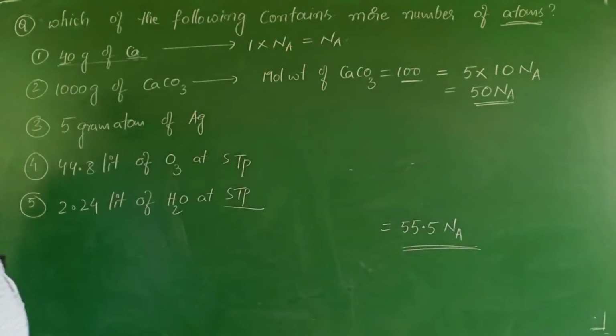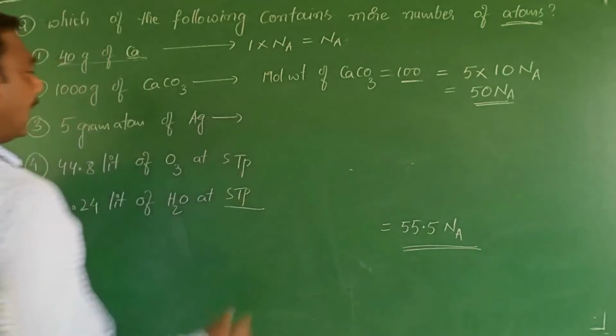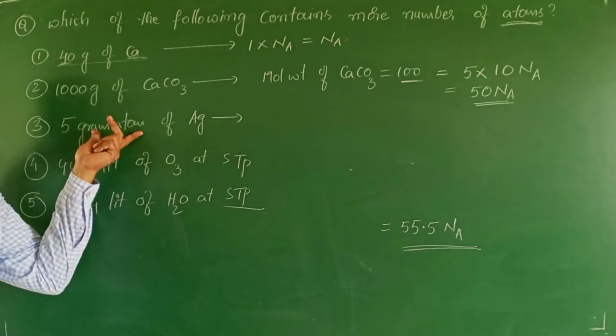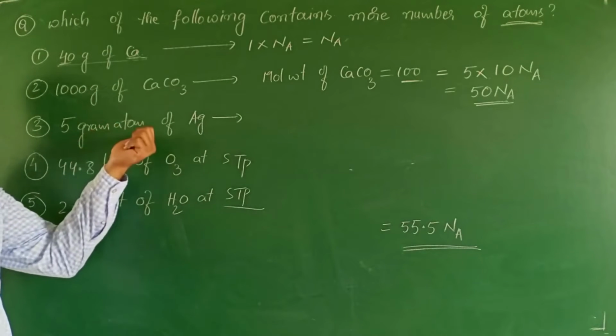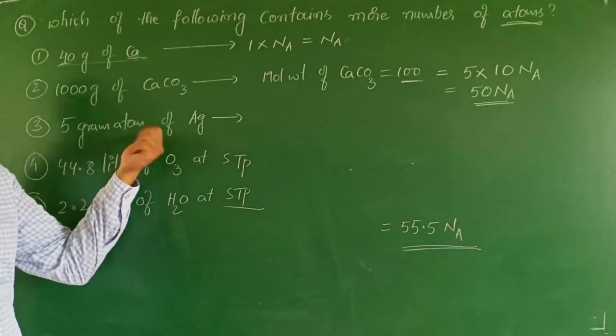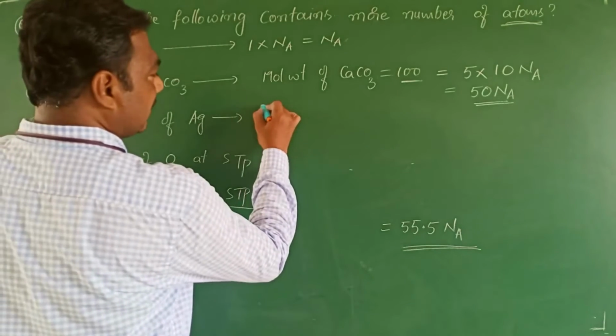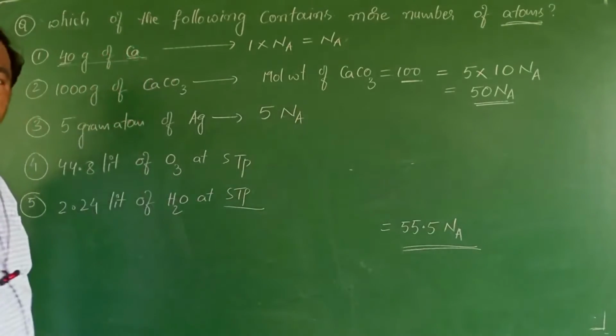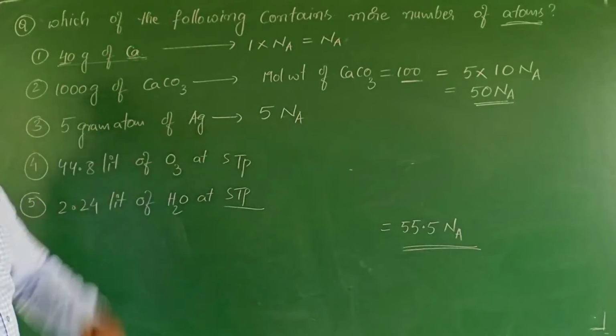Right? Now, come to 5 gram atom of silver. In the previous sessions, we discussed that 1 gram atom is nothing but Avogadro number. Therefore, it is 5 into Avogadro number of silver atoms, because silver is only 1.